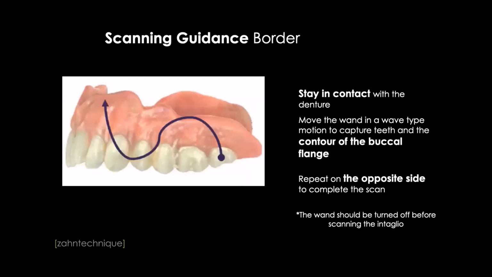Then we're doing the border, right? You border mold it with your wash impression. We saw that also in module 1, how border molding works and how important it is. So don't skip that step, right? There's no reason to skip something, because we already have very short appointments, a small number of appointments here. So stay in contact with the denture again, touch the denture, move the wand in a wave-type motion to capture the teeth, the bite rim and the contour of the buccal flange, and then repeat on the other side.